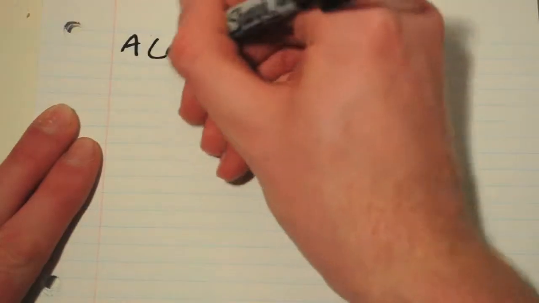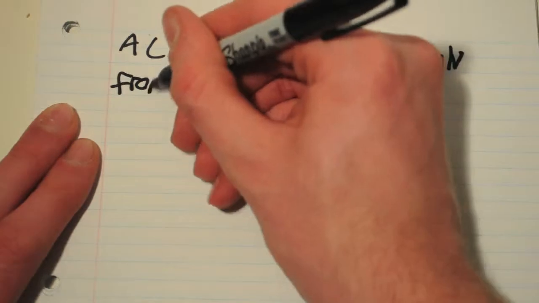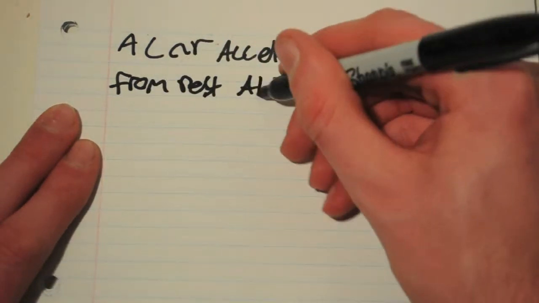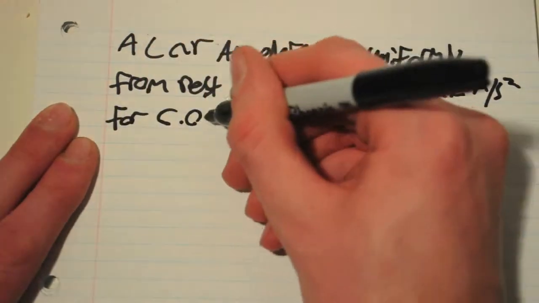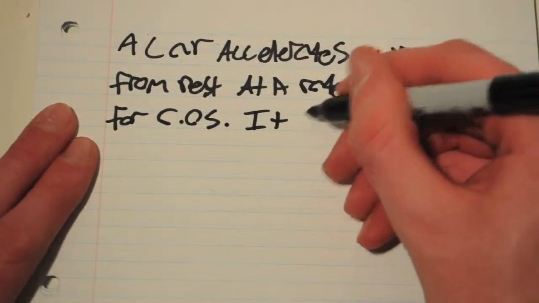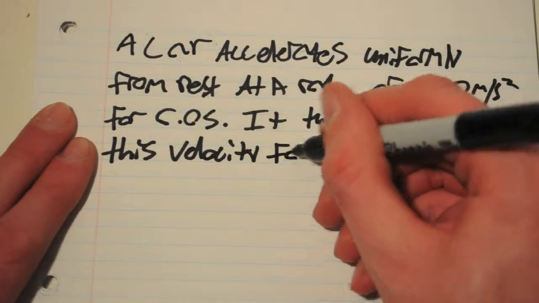A car accelerates uniformly from rest at the rate of 2 meters per second squared for 6 seconds. It then maintains a constant velocity for 30 seconds. Finally, the brakes are applied and the vehicle slows down at a uniform rate and comes to rest in 5 seconds.